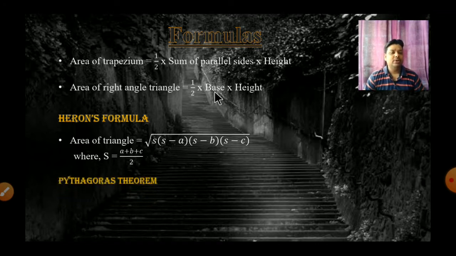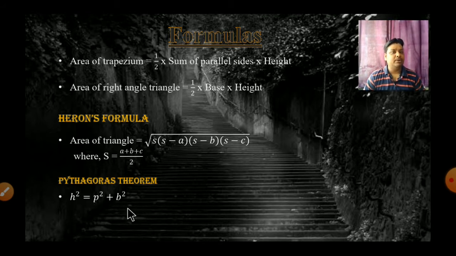As I said, to find the right angle triangle area, we have to know the base and height. But if only the base and hypotenuse are given, and the height, meaning perpendicular, is not given, then in that case we will use the Pythagoras theorem to find the height of the right angle triangle. So the Pythagoras theorem is h square is equal to p square plus b square. H means hypotenuse, p means perpendicular, and b for base.